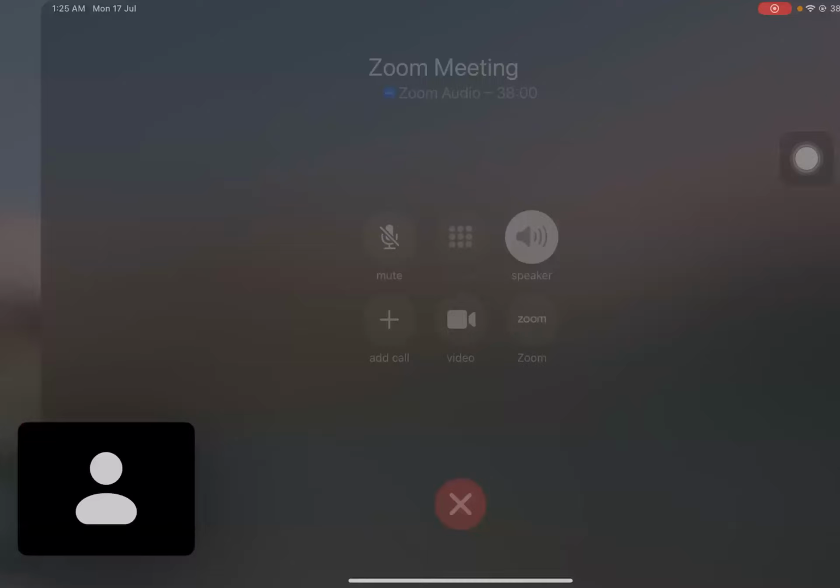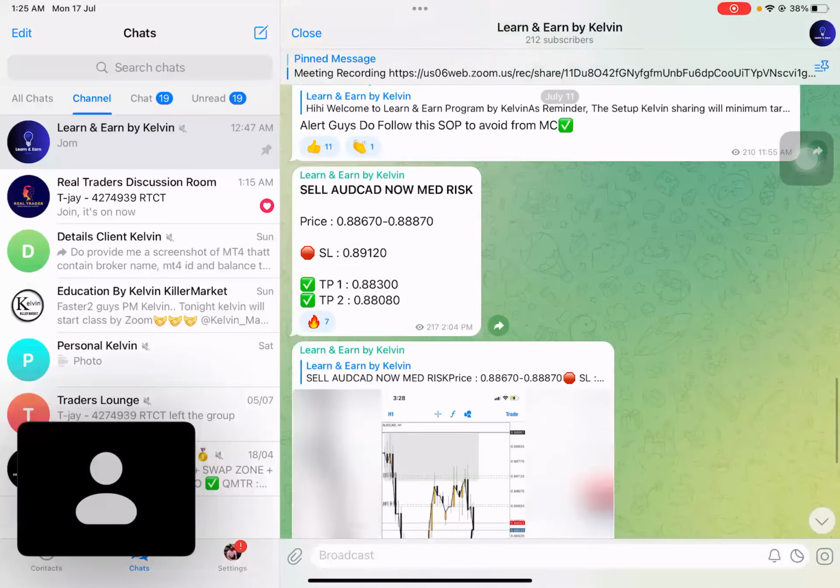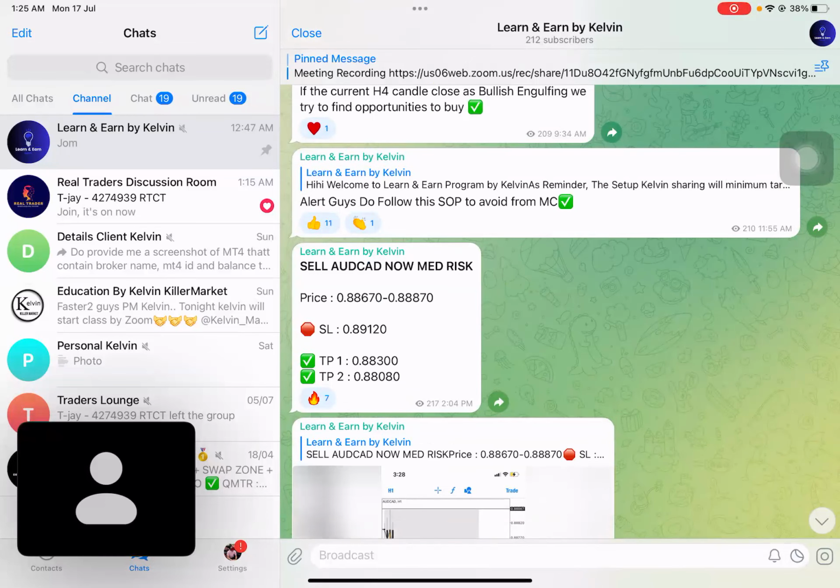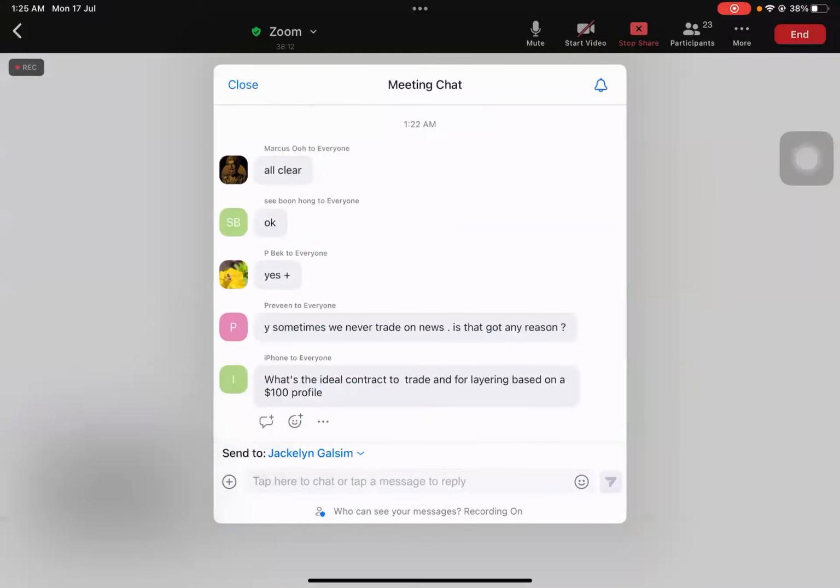Most of the setups I'm using are the drop base drops, and also sometimes supply and demand, and also the price action engulfing patterns only. Most of the setups.